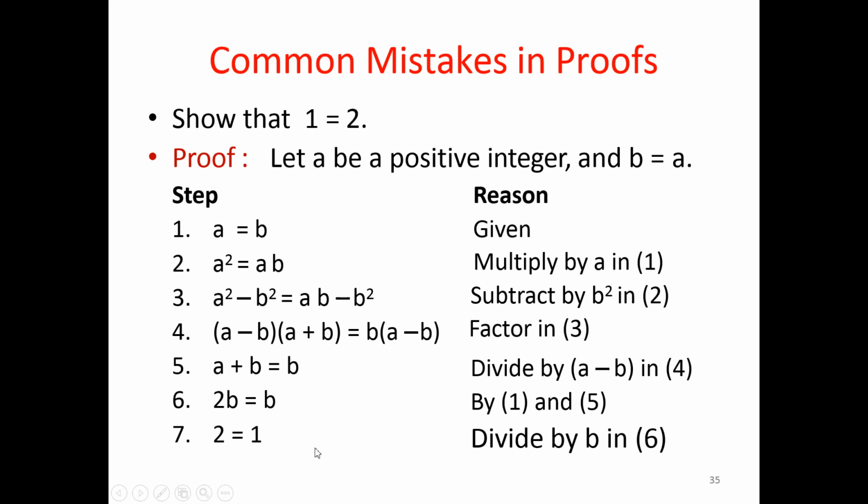Now, what is wrong with this proof? In step 4, we divided by a minus b. We cannot divide by 0, because a is equal to b gives us a minus b is equal to 0. So this is the logical problem with this proof, so this proof is wrong.